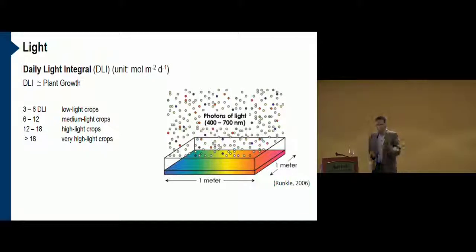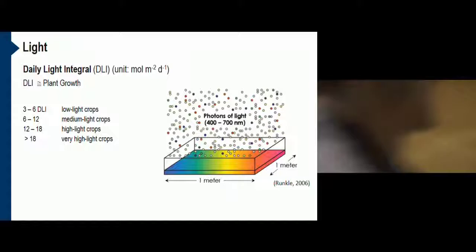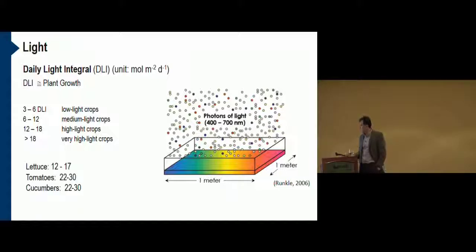Plants are different in terms of their needs for daily light integral. Crops needing light in the range of 3 to 6 are low light crops, 6 to 12 medium light, 12 to 18 high light, and higher than 18 moles per meter squared per day are the very high light crops. For lettuce, between 12 and 17 daily light integral is an optimal range.